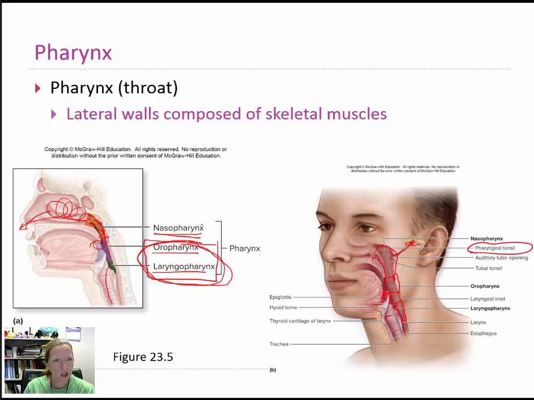So again, from here we start into the lower respiratory tract, which is the larynx. That is where we will pick up in our next section. So until next time.